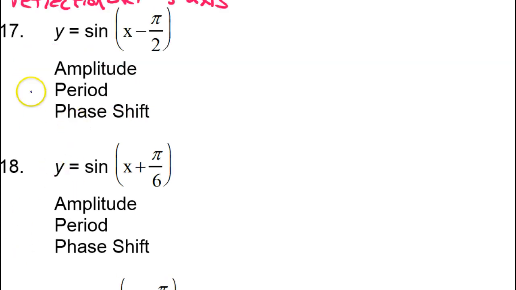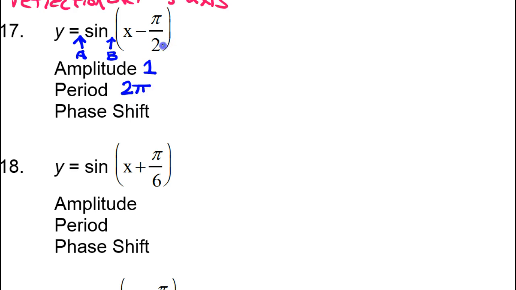I am excited to graph number 17 because this is my first graph that has an actual phase shift. Now the A value goes right here. There's nothing visible, so the amplitude must be 1. Now the period is affected by the B value. The B value goes right here. The fact that there's no number sitting there tells me that the period must remain 2 pi as normal.